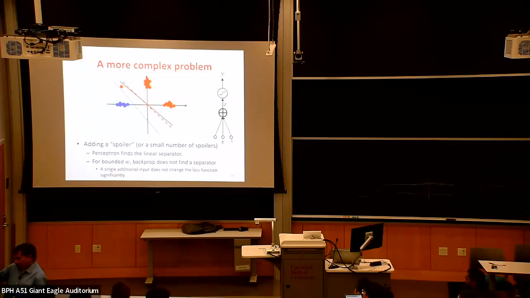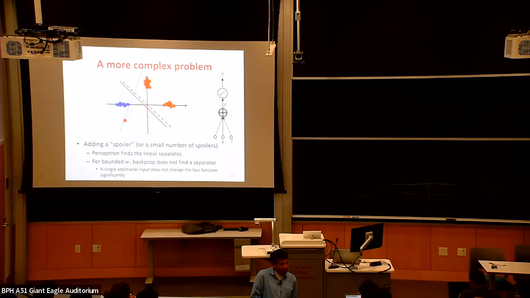It's still not going to change the boundary very much, right? I move the spoiler here. What happens? The perceptron rule gives me a different boundary. Backprop is not going to give me that boundary, right?